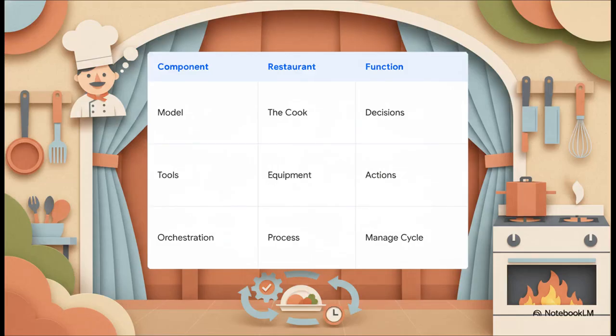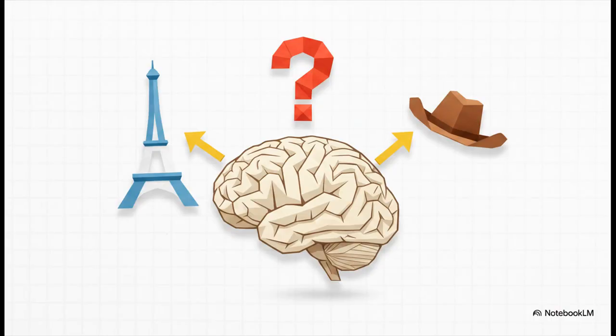Every single agent is built from three core components: the model, the tools, and the orchestration. I absolutely love the restaurant analogy for this. Think of the model as the cook. It's the intelligence that knows the recipes and makes the decisions. The tools? Those are the kitchen equipment, the stoves and knives that actually do the heavy lifting in the real world. And the orchestration is the process, taking the order, planning the meal, cooking it, and serving it. All three of these have to work perfectly together to serve a meal, or in our case, to achieve an autonomous goal. Let's look a little closer at that first component, the model.